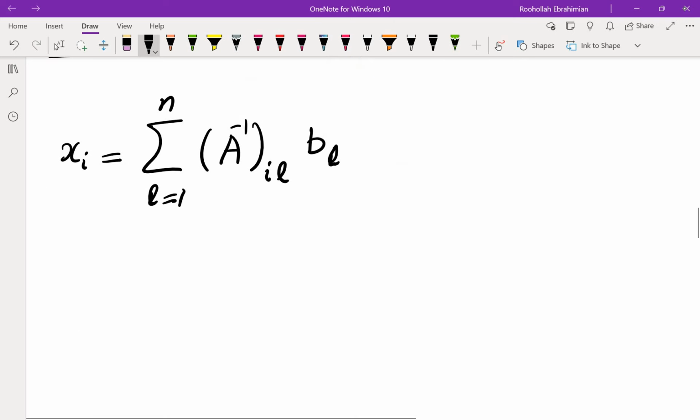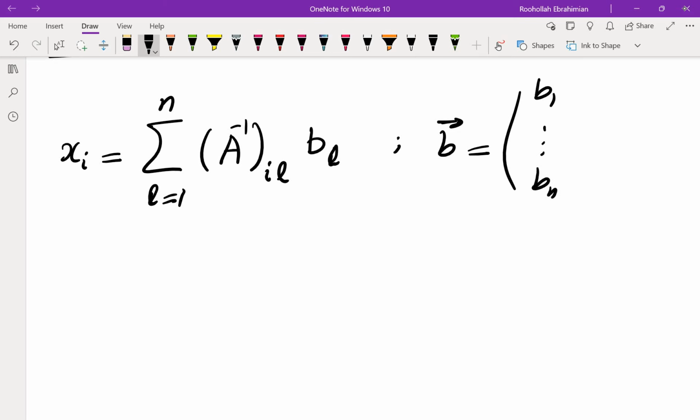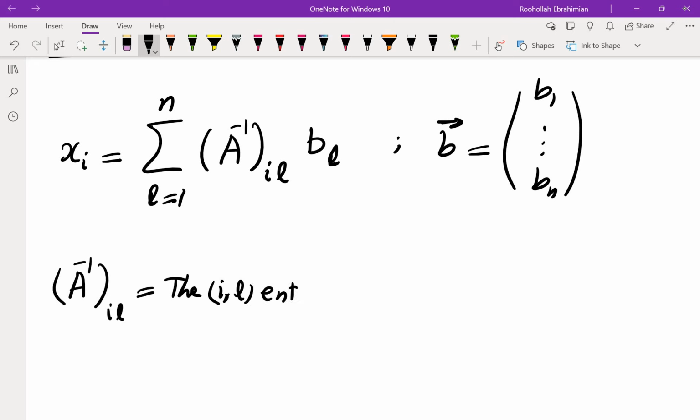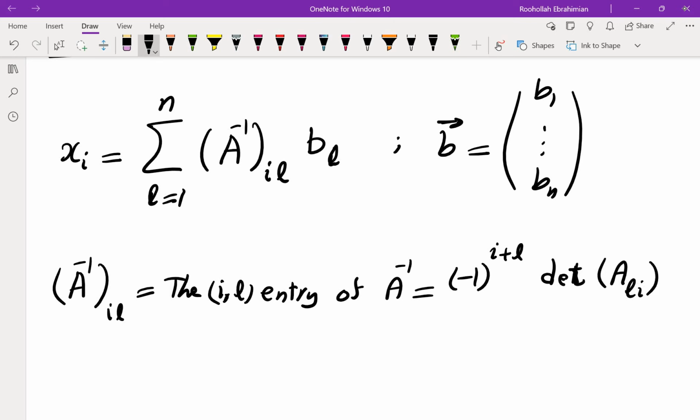So let me tell you what these are. B is just b1 through bn. A inverse il is the il entry of A inverse, which we know what it is. This is (-1) to the power of i plus l, determinant of A li, since it's the il entry, so it would be li here. If you recall, you have to swap that, divided by determinant of A.